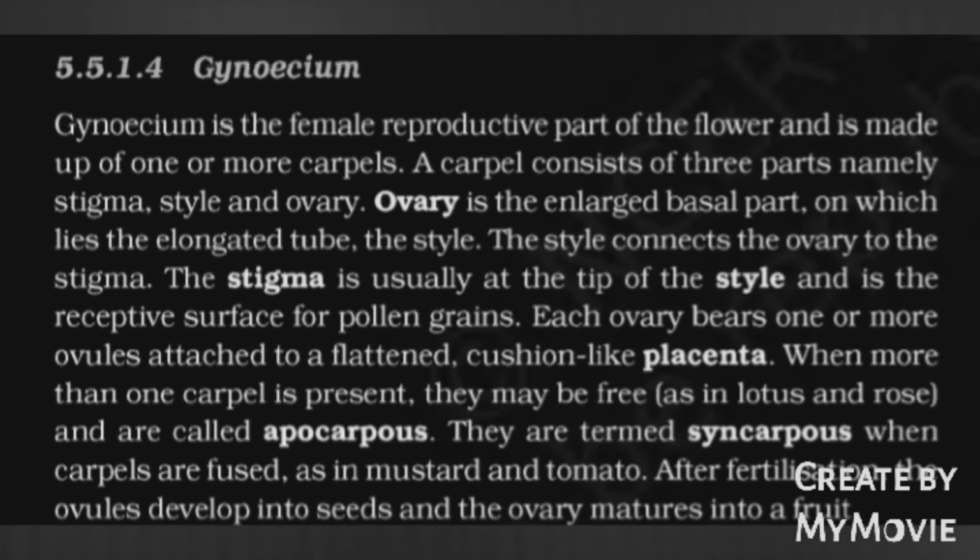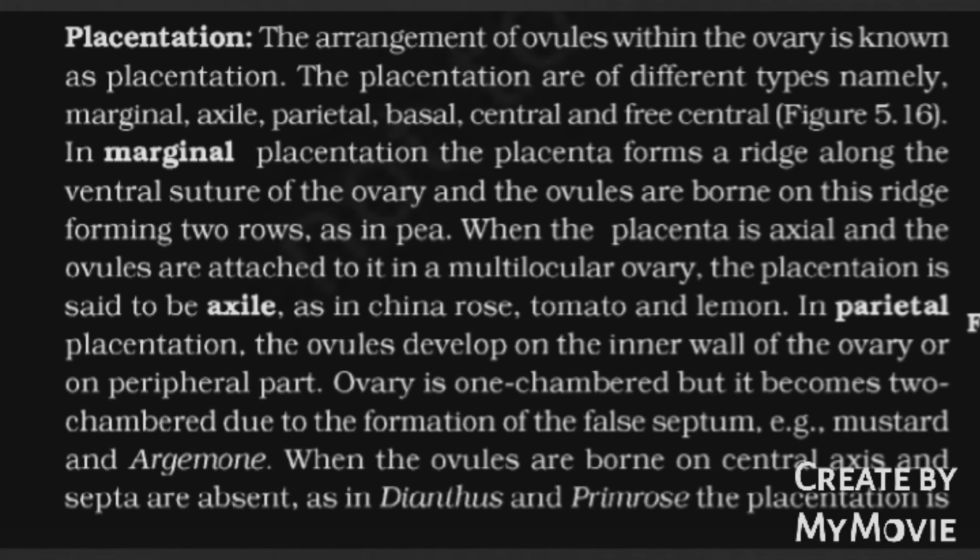When more than one carpel is present, they may be free, as in lotus and rose, and are called apocarpous. They are termed syncarpous when carpels are fused, as in mustard and tomato. After fertilization, the ovules develop into seeds and the ovary matures into fruits. Placentation. The arrangement of ovules within the ovary is known as placentation. The placentation is of different types, namely marginal, axial, parietal, basal, central, and free central.